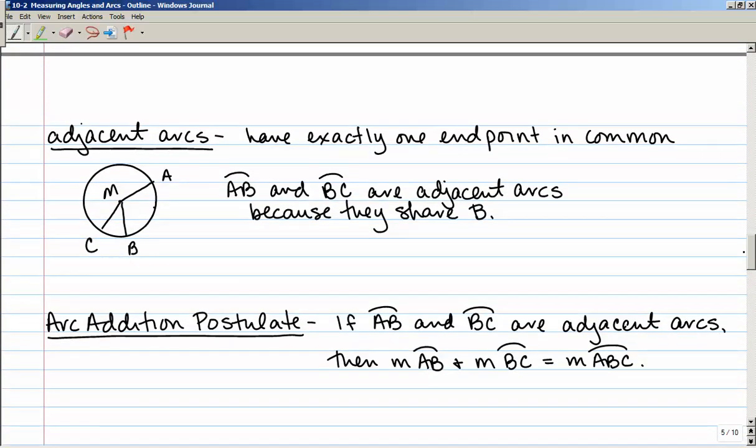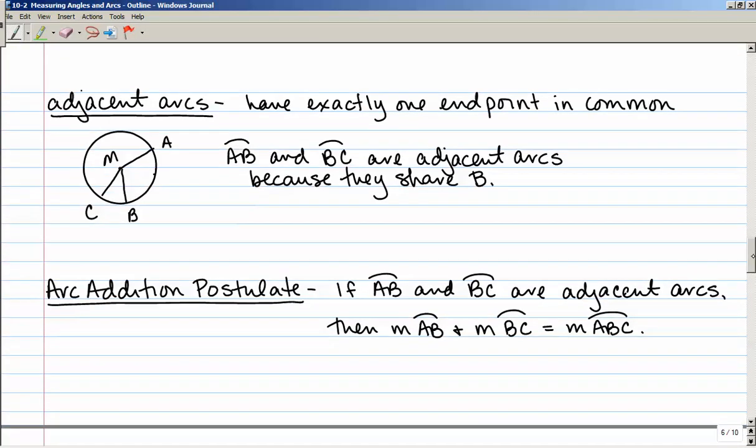Adjacent arcs have exactly one endpoint in common. Arc AB and arc BC are considered adjacent arcs because they share endpoint B. And just like we had segment addition postulate and angle addition postulate last semester, this semester, since we're dealing with circles, we have arc addition postulate. If arc AB and arc BC are adjacent arcs, then the measure of arc AB plus the measure of arc BC equals the measure of arc ABC. This arc plus this arc equals the whole big arc.